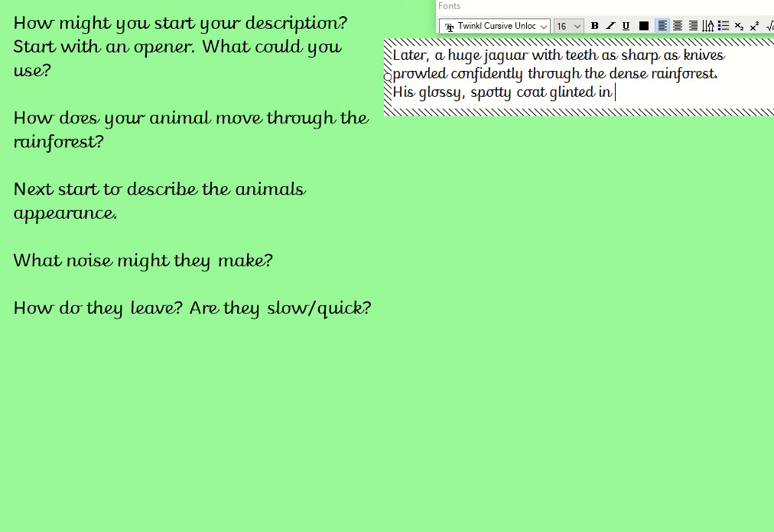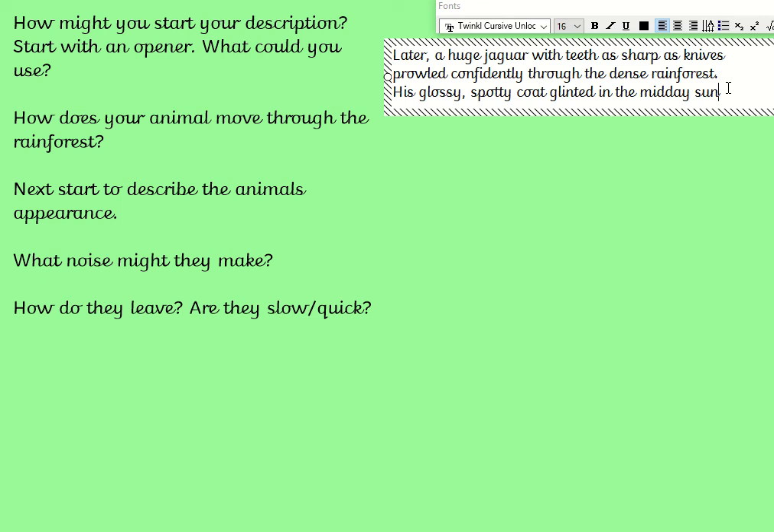I'm going to say glinted in the sun because that's how I see him moving, that he's this really big, fine creature, kind of king of the rainforest. So his glossy spotty coat glinted in the sun. And actually, I'm going to add morning sun. In fact, I've put later, so I'm going to say midday sun. And remember, this is what I want you to do. I know I'm typing, but when you're writing, cross out, edit, improve, add things in, make changes. That's what writers need to keep doing, okay?